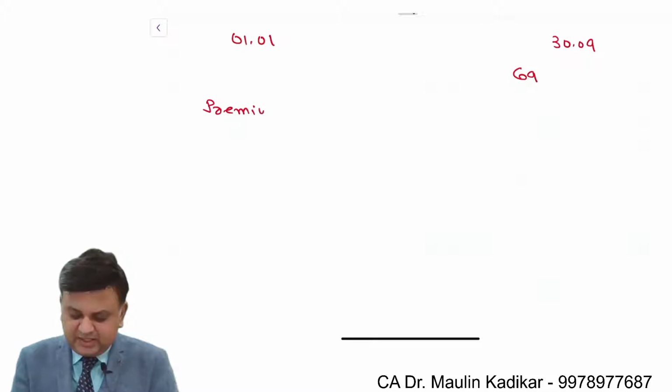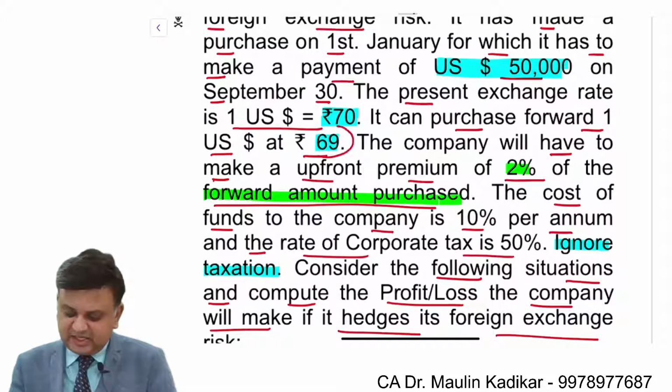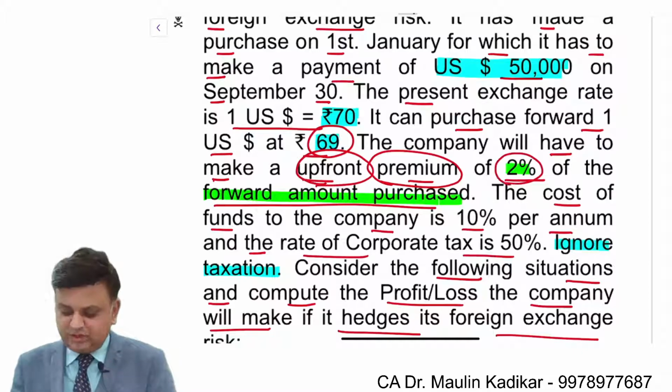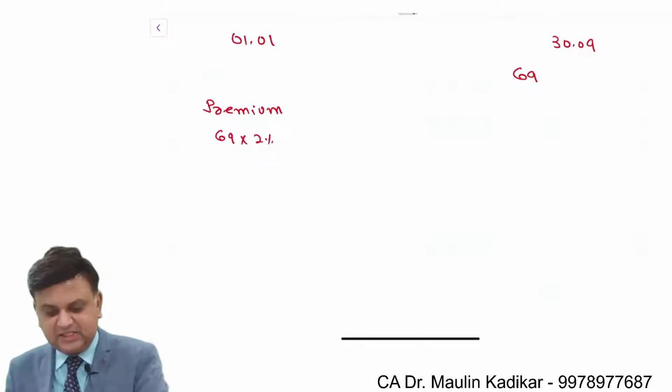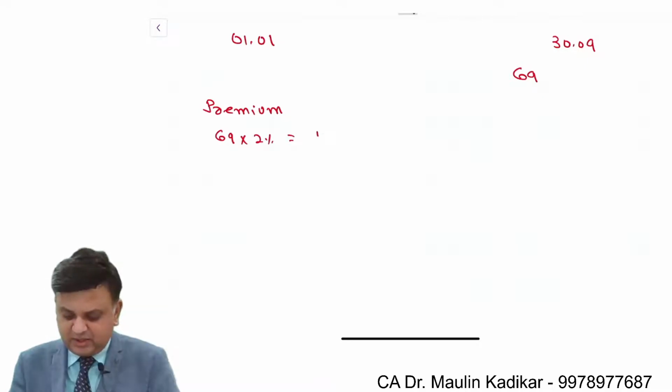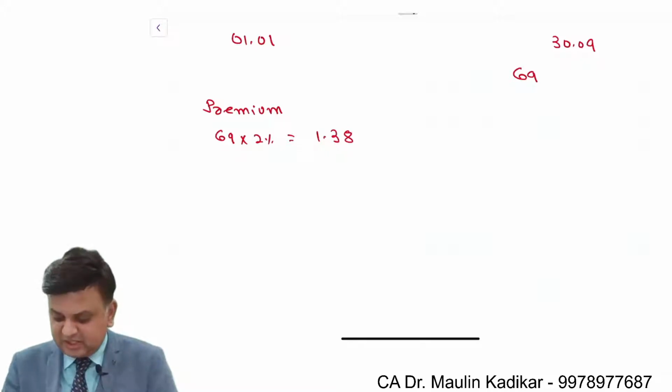It has been provided that you are required to make the payment of the premium. It is 69 into 2%. 69 is the rate at which you are going to buy the dollar, and there is an upfront payment of the premium of 2% of the forward amount purchased. So it is 69 into 2%, that comes to 1 rupee 38 paise. So effectively the cost of purchasing the dollar increases by 1 rupee 38 paise.